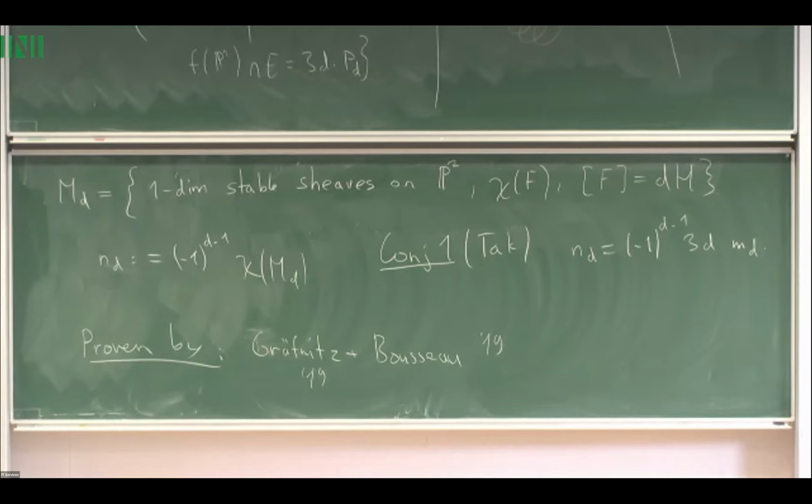such as multiple covers. So if I choose a flex line, I could have a map 4 to 1 from P1 to this flex line that covers it. So these give rise to positive dimensional components.